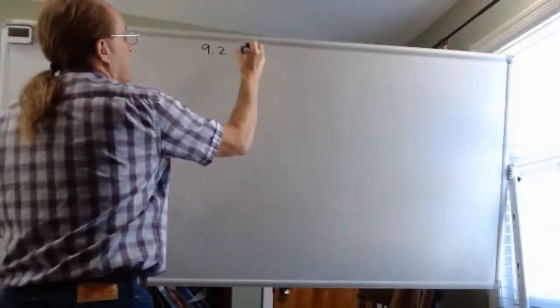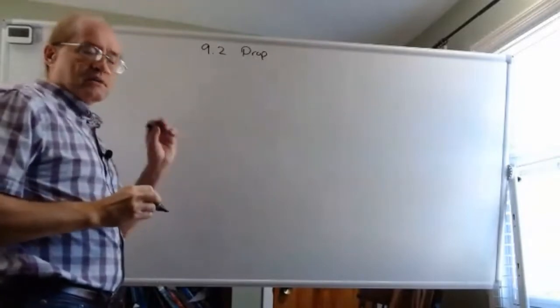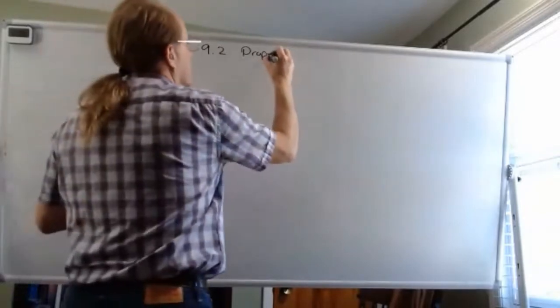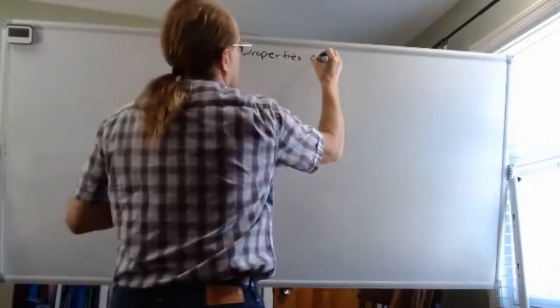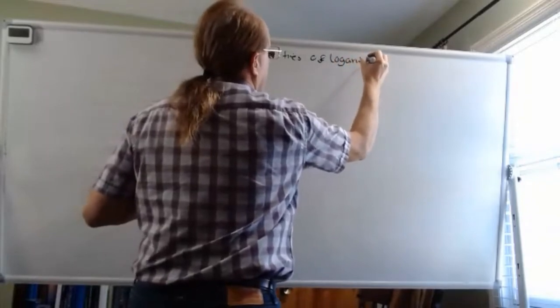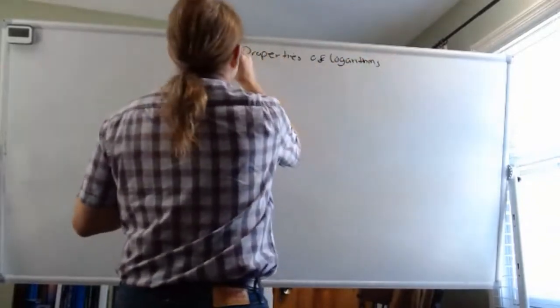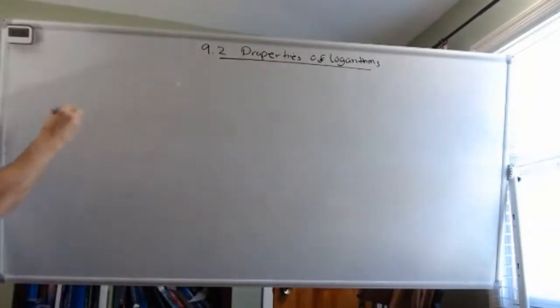We're going to look at the properties of logarithms. This is where students are not as strong. The exponent rules are a little better, but here is where it falls by the wayside. Properties of logarithms actually come from our rules of exponents.